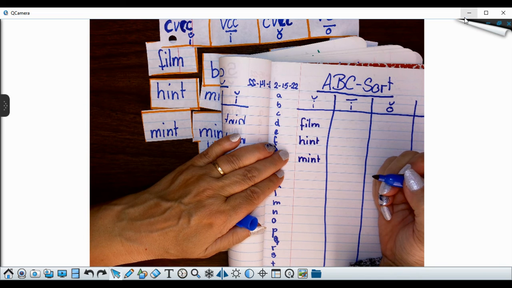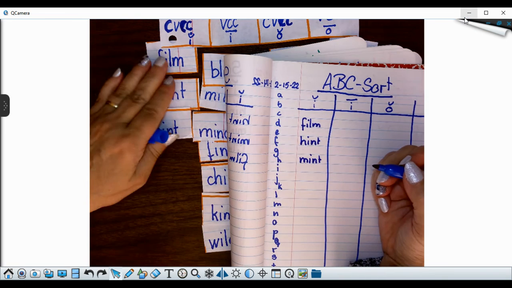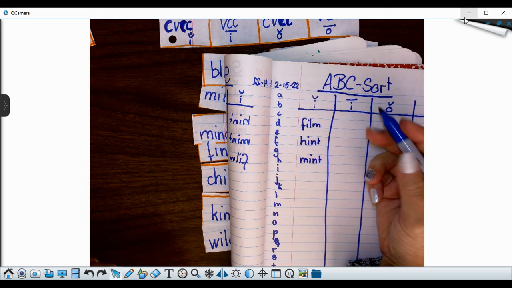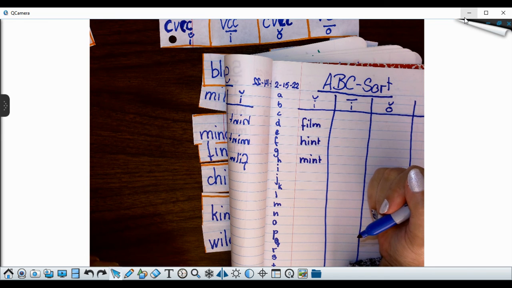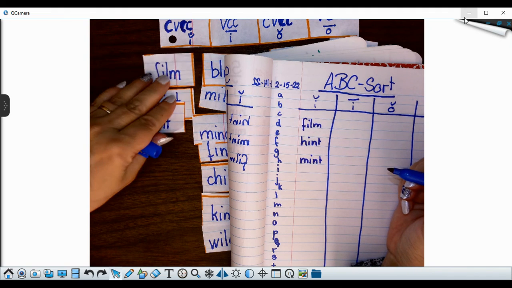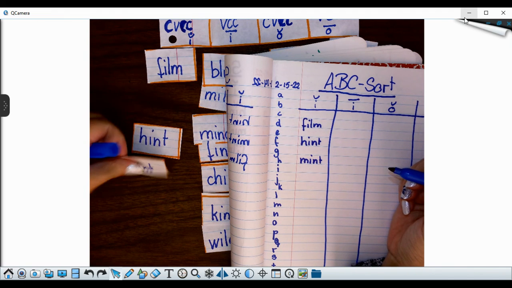Guess what you have to do with the rest of these categories? That's right. I would put these already in my baggie and then go ahead to the next category and sort them in ABC order, write them down. And then go to the next column and do the whole thing until you're done with all of your words.